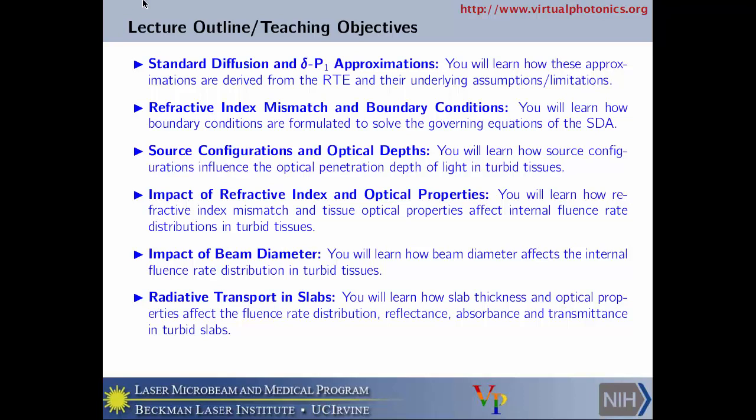We'll look at the impact of beam diameter, and then finally at the end we'll cease to consider what we term a semi-infinite body, assuming a tissue has infinite lateral and depth extent, and look actually at radiative transport in slabs, in tissues of finite thickness, because that's relevant to your lab today, and that will provide a segue to your next talk from Dr. Sagar. Okay.